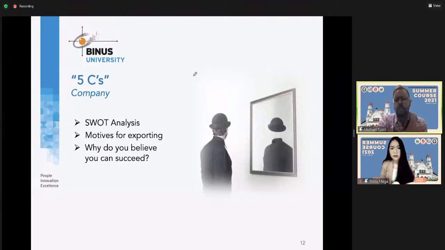And you really want to look at why you believe you can succeed. So one of the questions you want to ask is, why go to a new country rather than just focusing here in the domestic market? And if you don't have a good answer for that, maybe you're not ready yet to start exporting. But if you can answer it well, then it can help you.